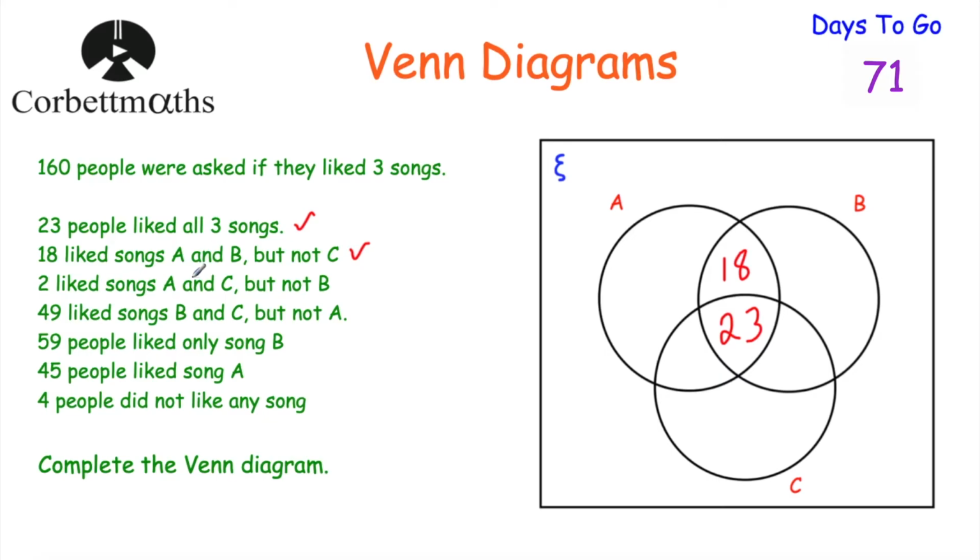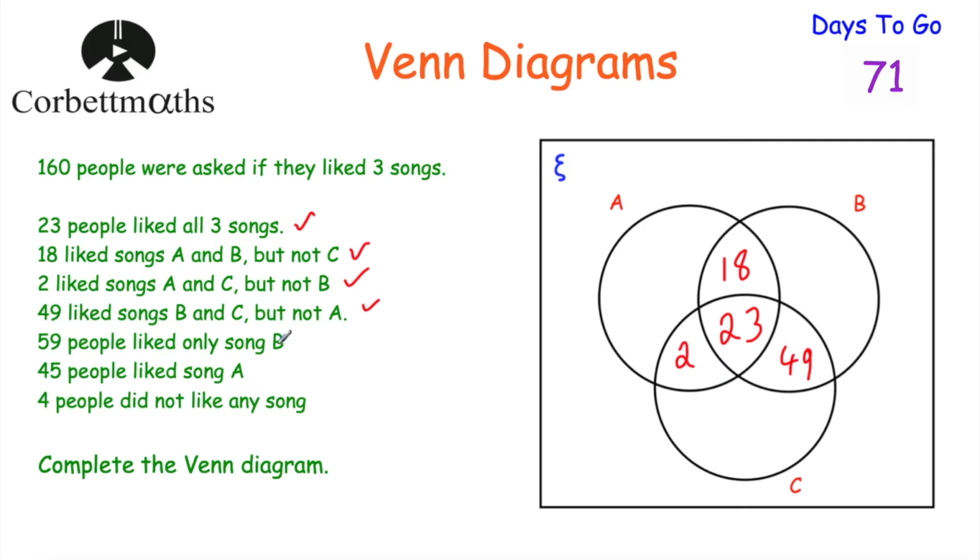2 people like song A and song C, but not B. So liking song A and C will be here, but not B, will be this region here. So 2 people will go there. Next, 49 people like song B and song C, but not A. They're in the circle for B and the circle for C, but not in the circle for A, so they're going to go there.